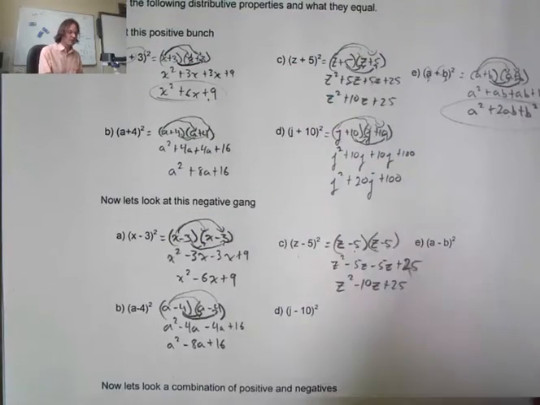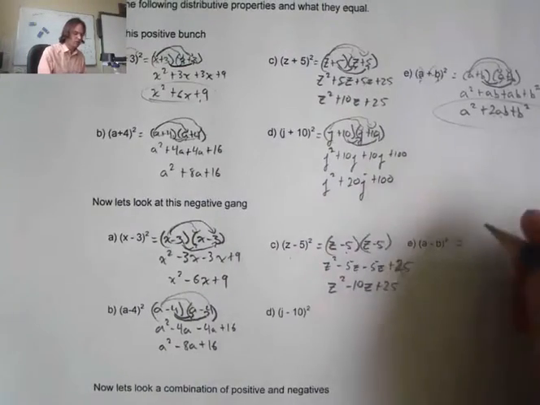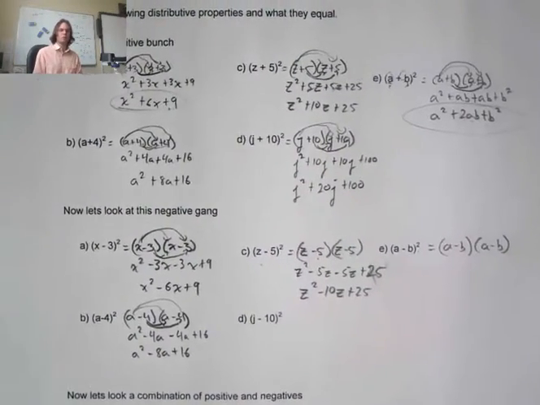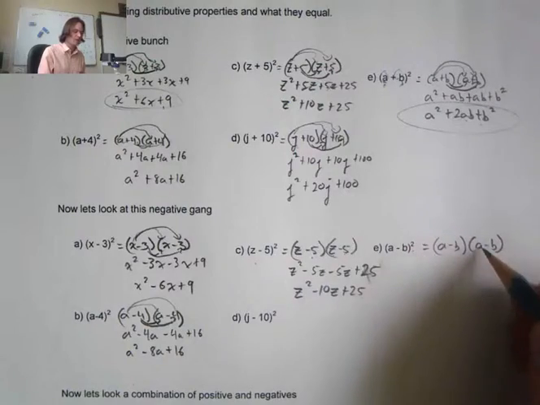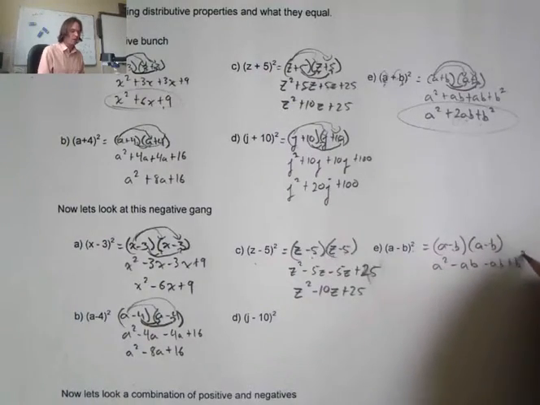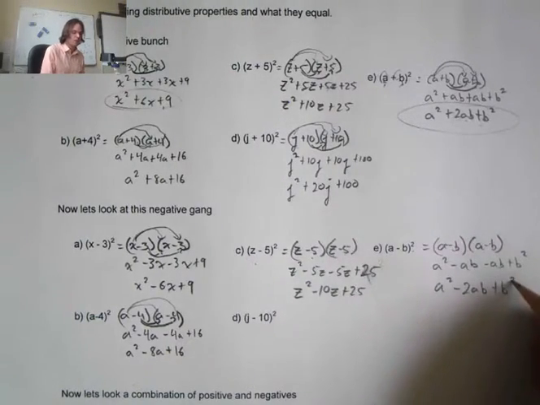Now, let's see if we can make a general rule with the a and b. Alright? So here we have (a − b) multiplied by (a − b). Let's use our distributive property now. A times A will give me a squared. A times negative b is negative ab. Negative b times a is negative ab. And negative b times negative b is positive b squared. So here we're left with a squared, combined like terms, minus 2ab plus b squared.